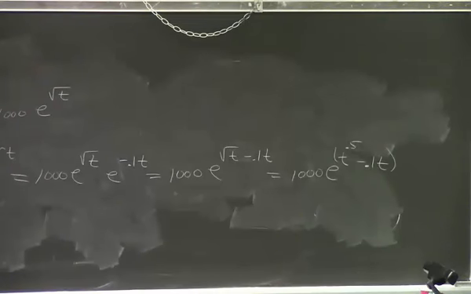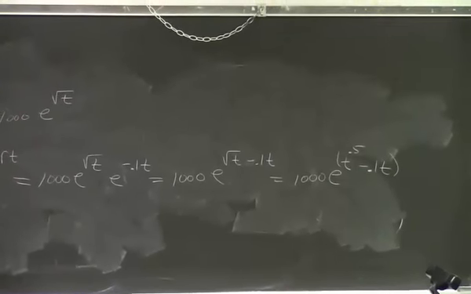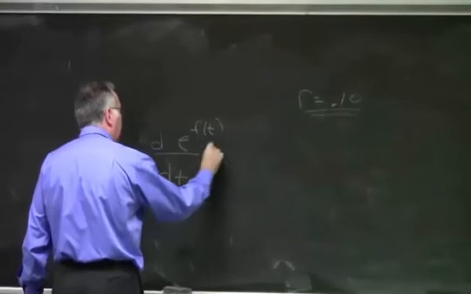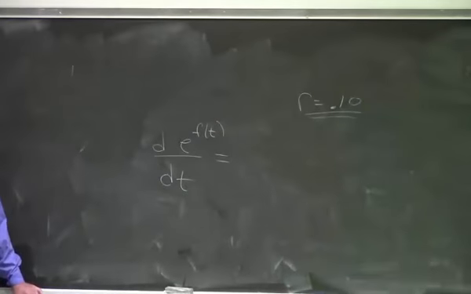Now, I don't know if I gave you this rule or not. When we were talking about exponential functions, one of the rules of differentiation is this. If you want to take the derivative of e to the f of t with respect to time, what is this derivative? Do you remember? If you have e raised to the f of t power, and you want to differentiate that with respect to time, what is that? Anybody remember that rule of differentiation?